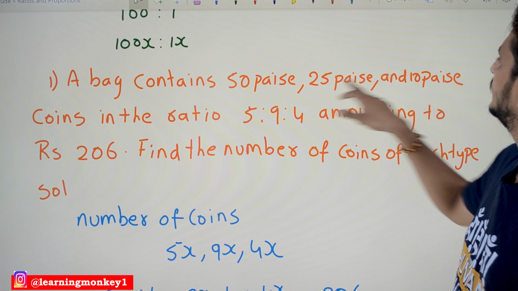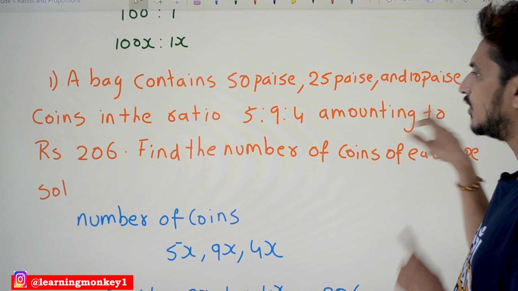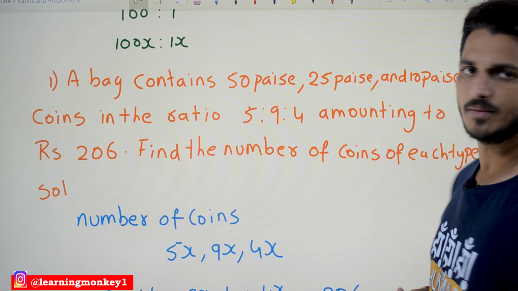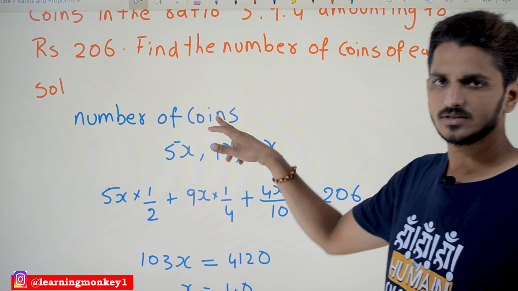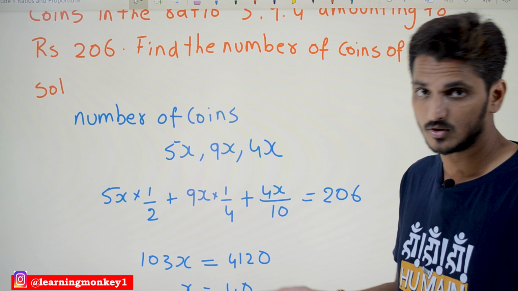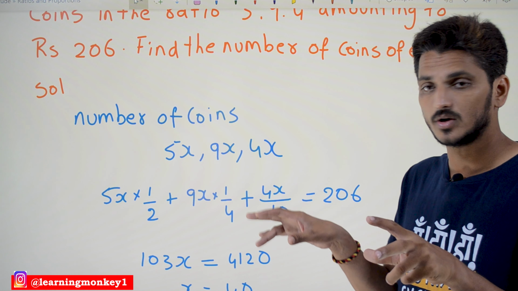So a bag contains 50 paise, 25 paise and 10 paise coins in the ratio 5:9:4 amounting to rupees 206. Find the number of coins of each type. See, number of coins is 5x, 9x, 4x. We don't know what's the x value. That is what we have to identify. But he mentioned that amounting it to the rupees 206.